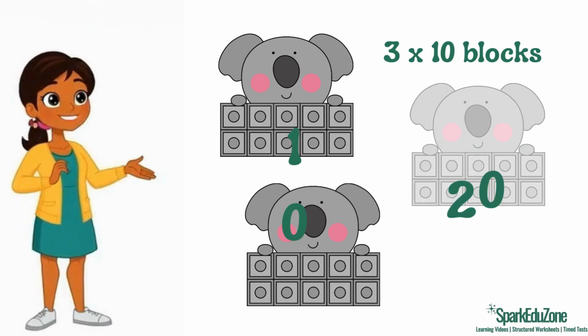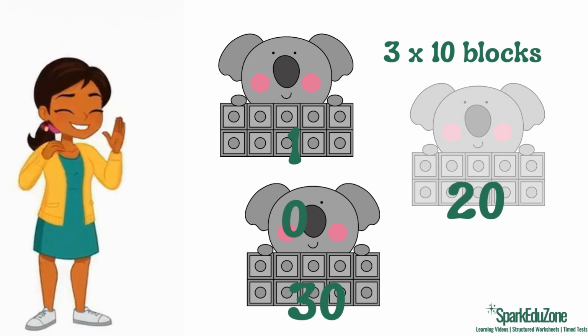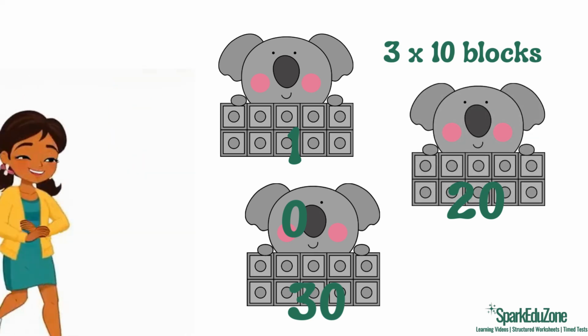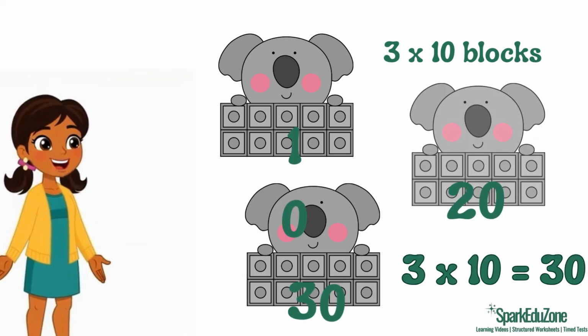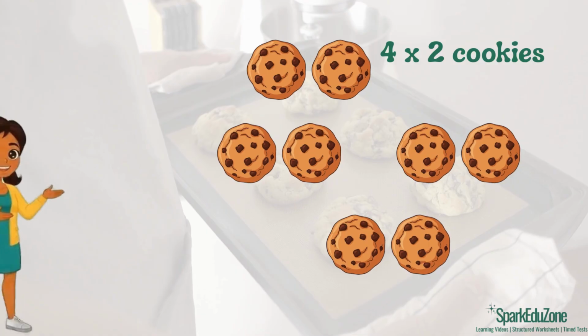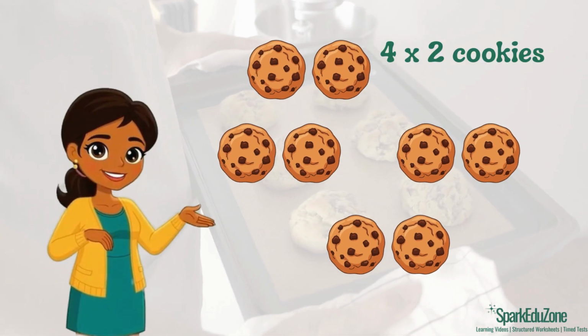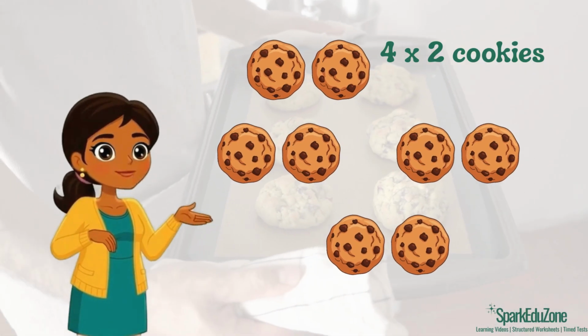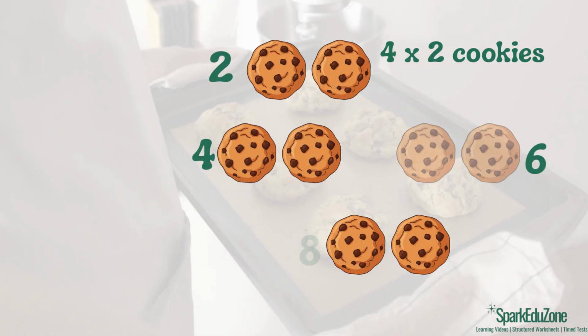Now 3 times 10. 3 groups of 10. Count by 10s. 10, 20, 30. 3 10s are 30. See the pattern? Next, 4 times 2. 4 groups of 2. Count by 2s. 2, 4, 6, 8.